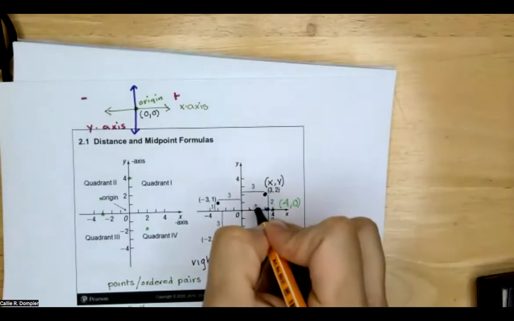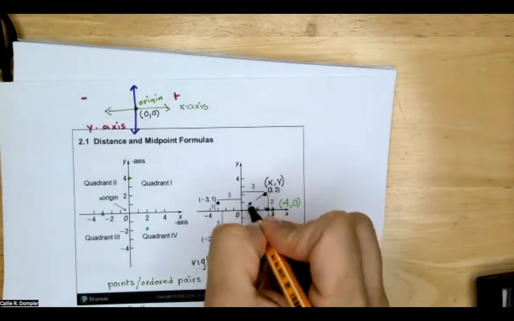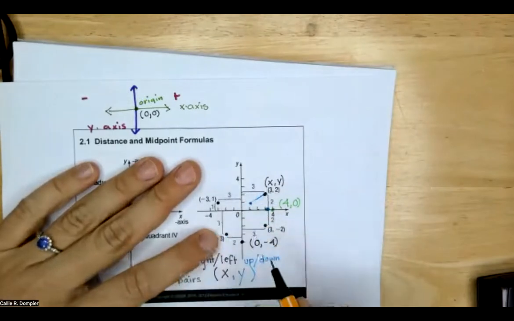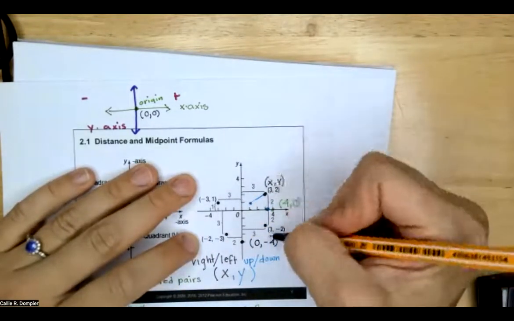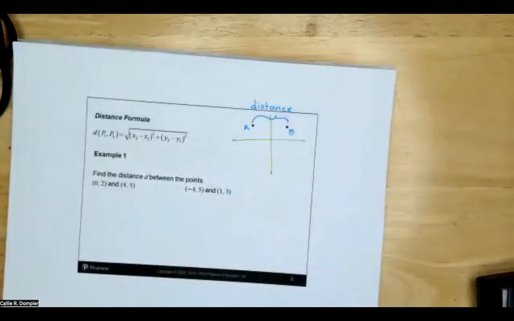But if they're kind of at an angle, it can be difficult to figure out the distance between them. So it does not matter if they are level with each other on the x-axis, level with each other on the y-axis, or if they're at an angle, the distance formula will tell you the distance between any 2 points on the coordinate plane, no matter what the points are. All right.